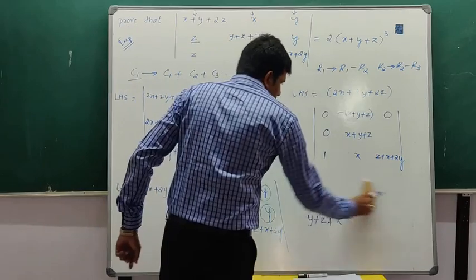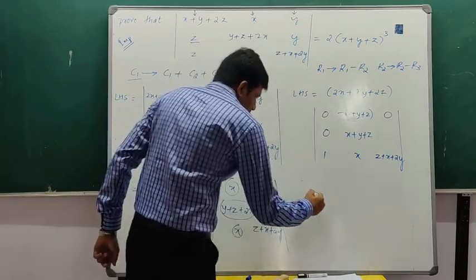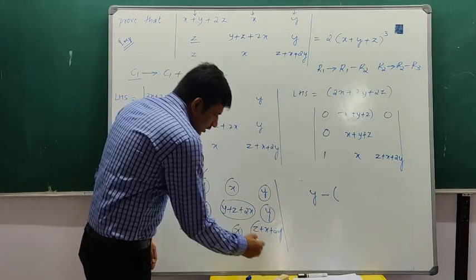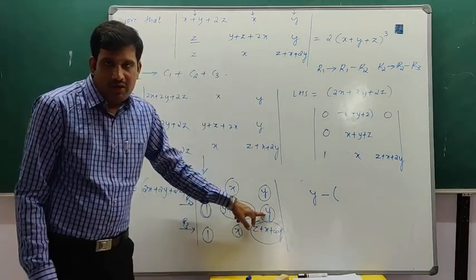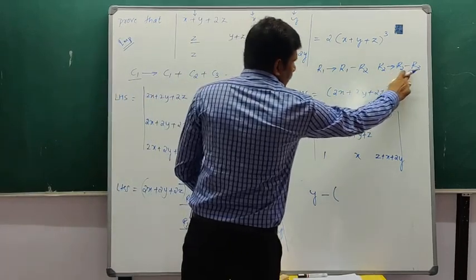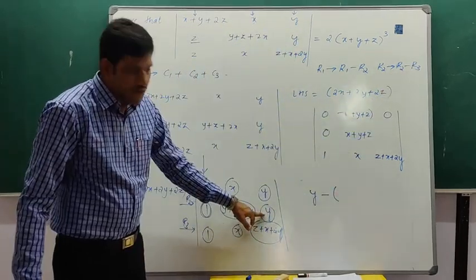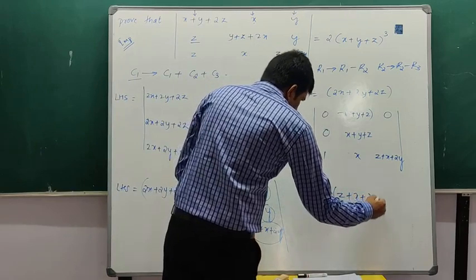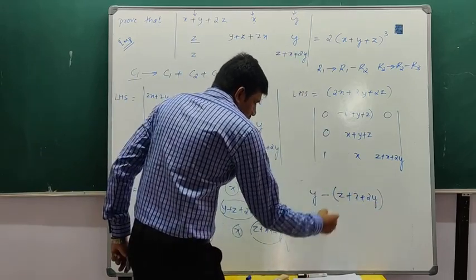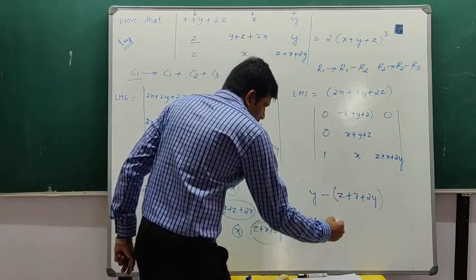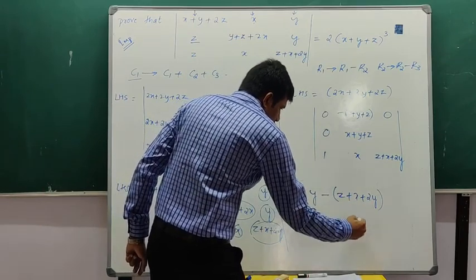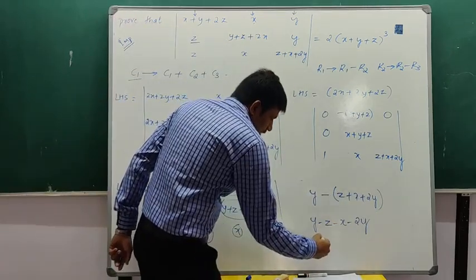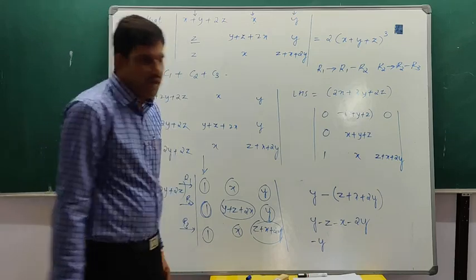Now what is the third element in R2? It is y, minus R3. What is the third element in R3? So the third element in R2 is y. Now we are doing the operation R2 minus R3. The third element in R2 is y minus, now it is z plus x plus 2y. Now y minus into plus is minus z, minus into plus is minus x, minus into plus is minus 2y. Right? So y minus 2y. What is y minus 2y? Y minus 2y is minus y.